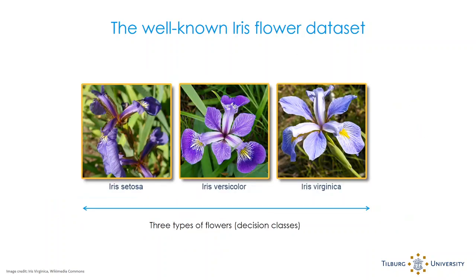Okay, let's take now the well-known iris flower dataset in order to illustrate how those features look like. So here in the iris dataset, we have three types of flowers. So we have iris setosa, iris versicolor, and iris virginica. Okay, excellent. So those are the values for the decision class. So they are the decision class values.